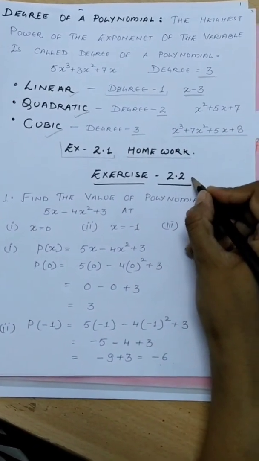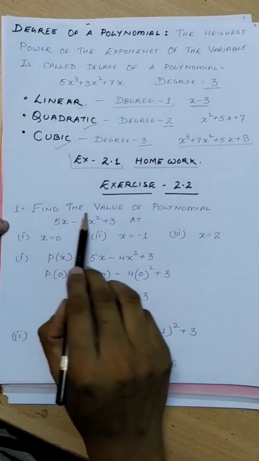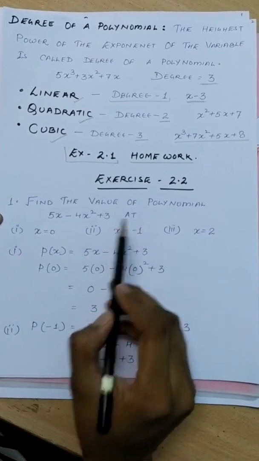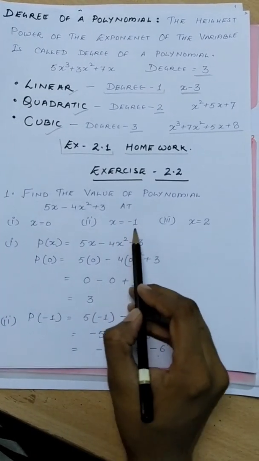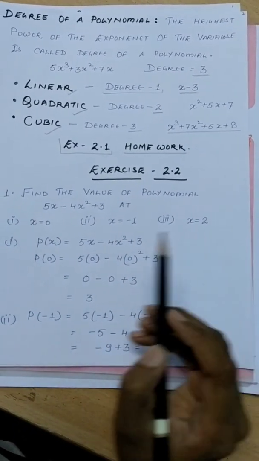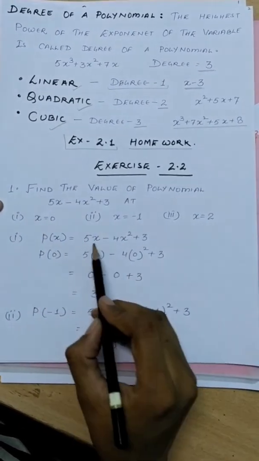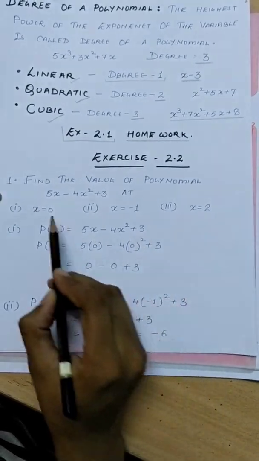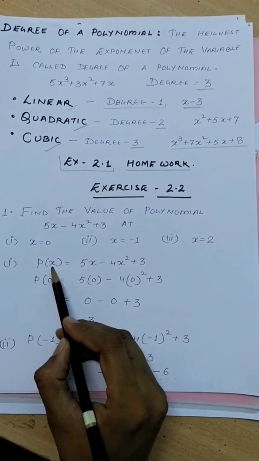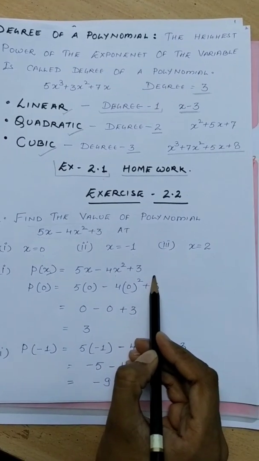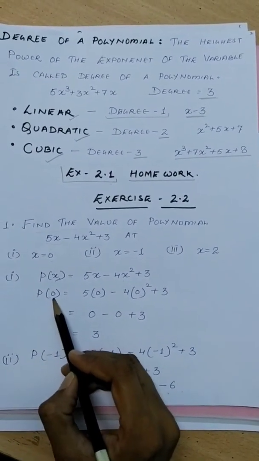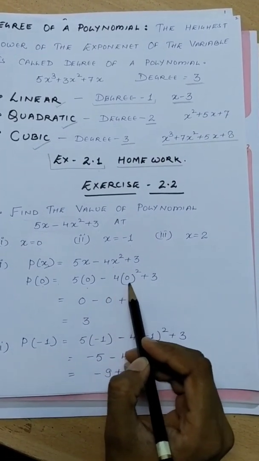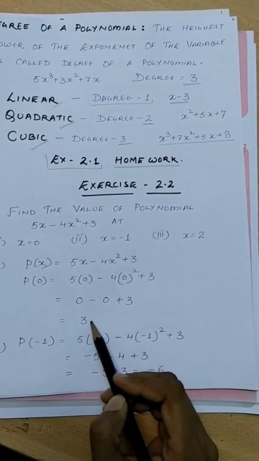Now come to exercise 2.2. In this question, find the value of polynomial 5x minus 4x square plus 3 at x equal to 0, x equal to minus 1 and x equal to 2. So, if polynomial of x is this 5x minus 4x square plus 3, and we want to find the value at x equals 0, so in place of x we have to put 0 everywhere. So p of 0 is equal to 5, in place of x I am putting 0, then minus 4, 0 square plus 3. The answer will be 3.